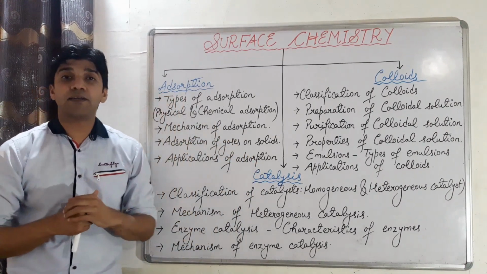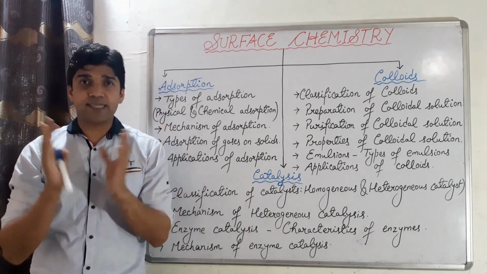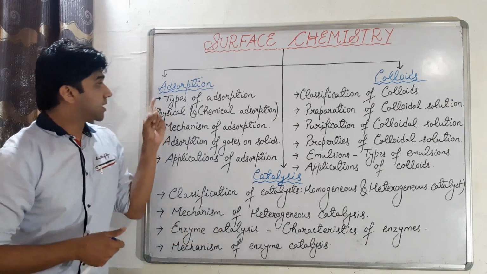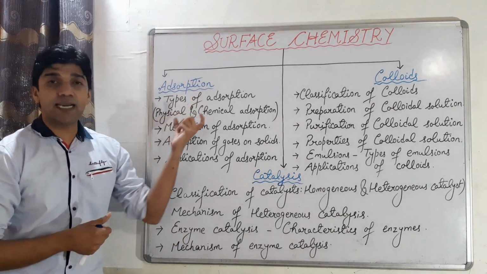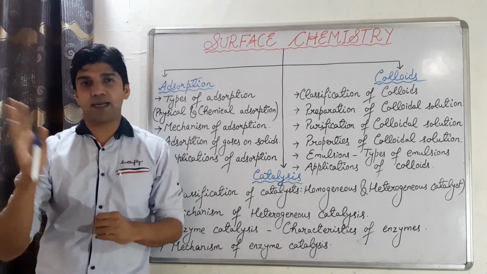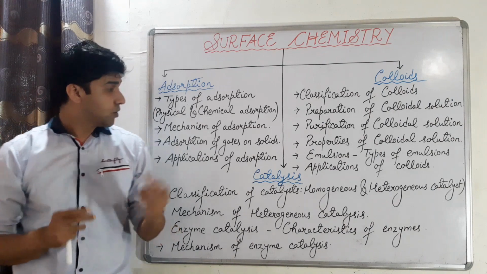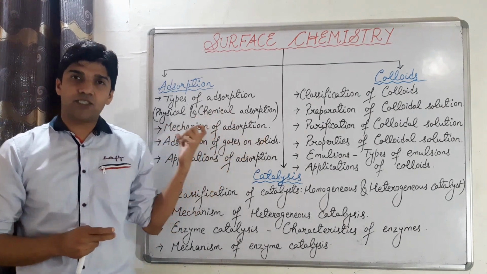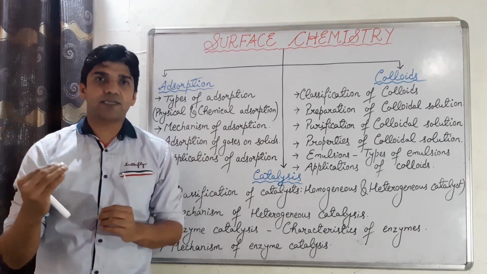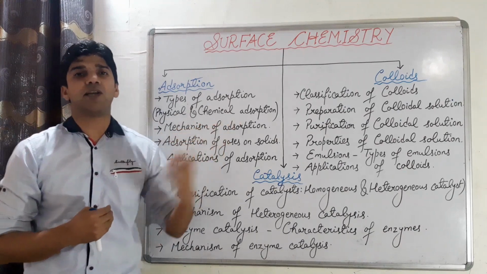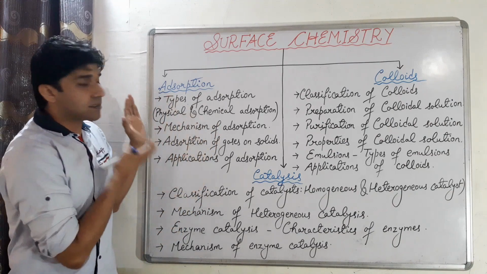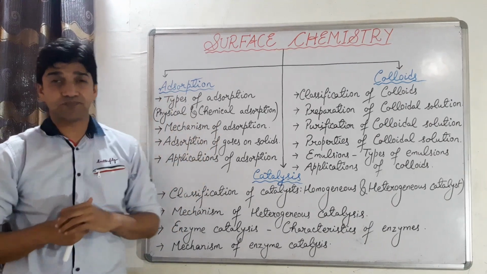So under this topic, we will discuss what are the main differences between absorption and adsorption, and then we will study about types of adsorption which are actually physical and chemical adsorption. So we will differentiate between physical and chemical adsorption, and then we will go through the mechanism of adsorption, adsorption of gases on the solids, and what are the main factors which will affect the adsorption of gases on solids, and at last we will cover applications of adsorption under the topic of adsorption.